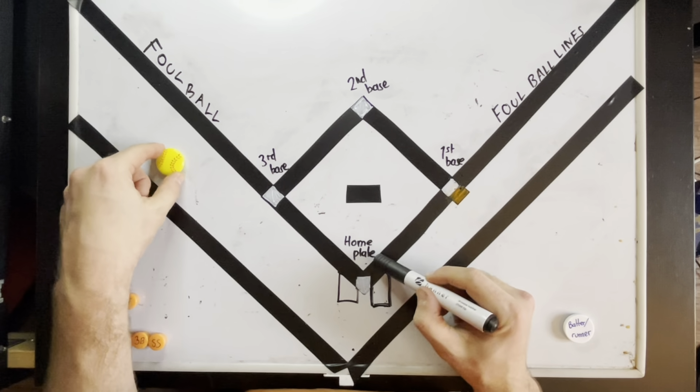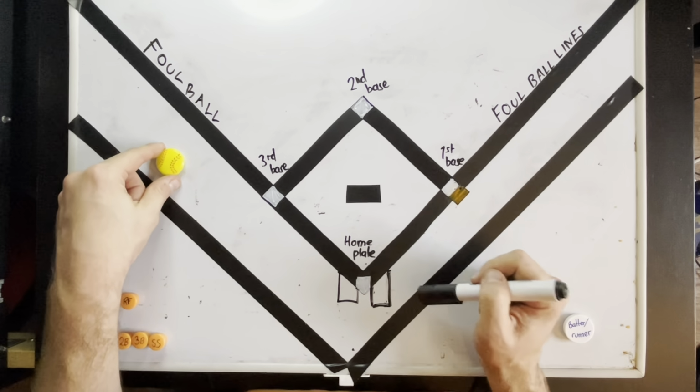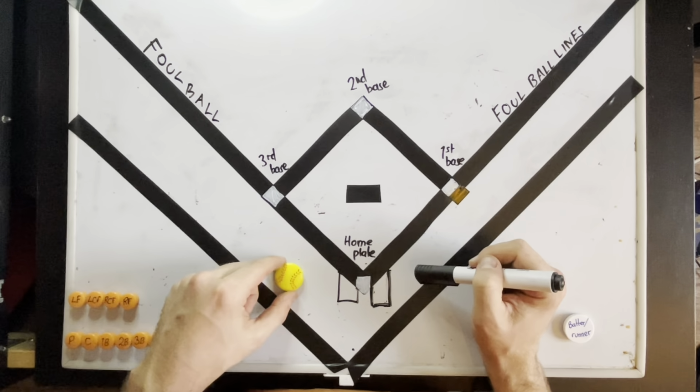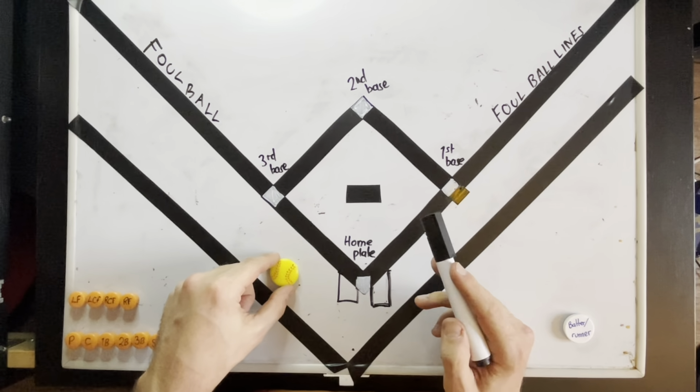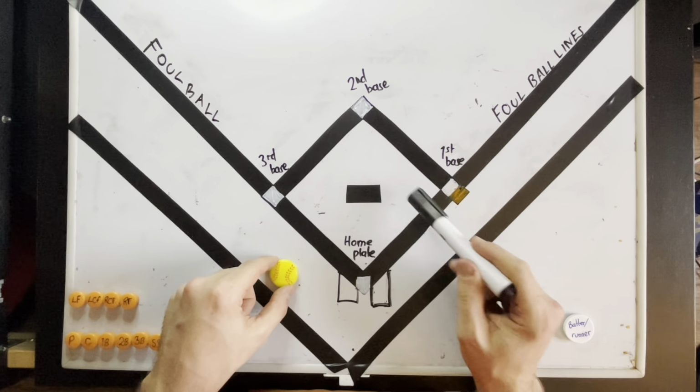If you're batting, you cannot run. Any runners that are on base cannot run. So as a batting team, you cannot do anything. The umpire will call foul ball, throw his hands up in the air, and everybody will have to retreat back.